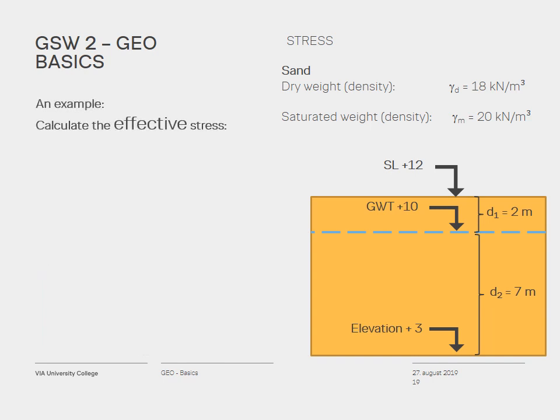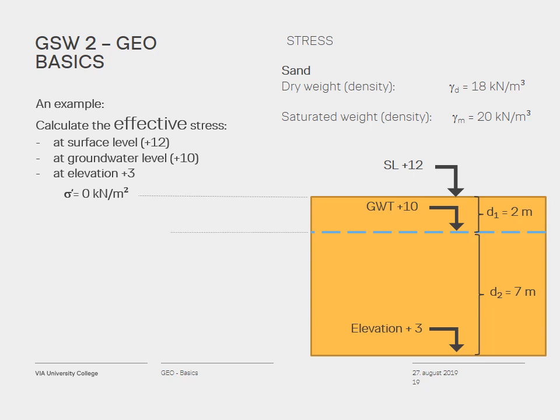So for the same example, let's try to calculate the effective stress. The same 3 elevations, plus 12, plus 10, and plus 3. At elevation plus 12, the effective stress, sigma prime, is 0. 2 meters down, the calculation is the same as before. So the total and the effective stress are the same, as there's no groundwater: 36 kilonewton per square meter.